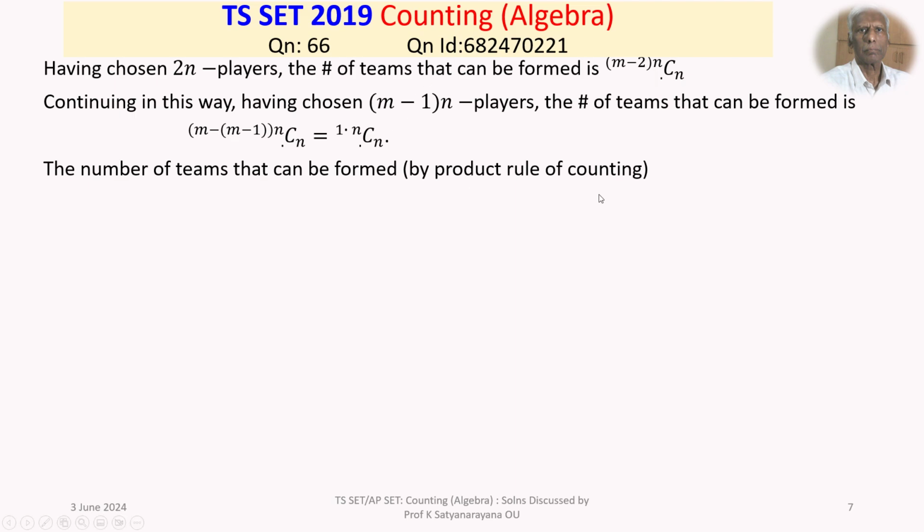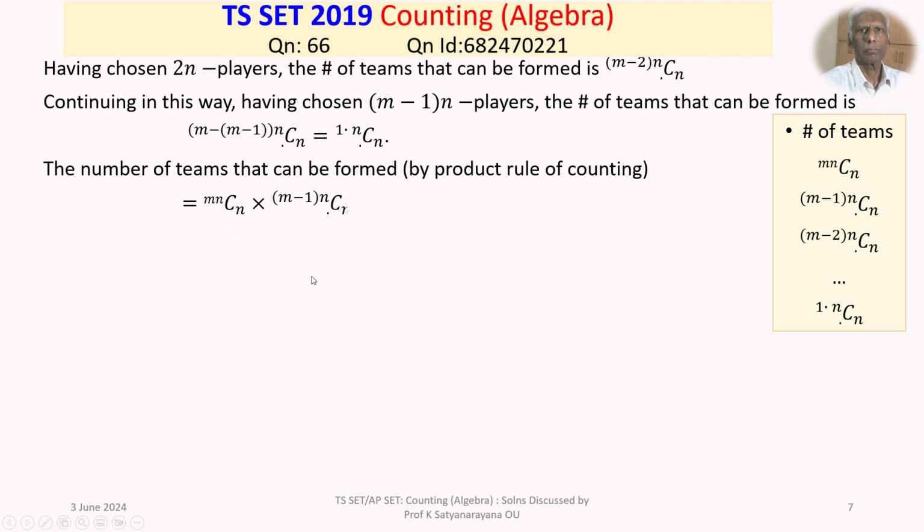Therefore we will use the product rule of counting. In the first place, the number of ways for the first team selection is mn C n. Second, m minus 1 times n C n, then m minus 2 times n C n, and so on. At the end we will have 1 times n C n. So this is how the m teams are formed, and we use the product rule of counting. So we have to multiply one after the other. So this is the one.